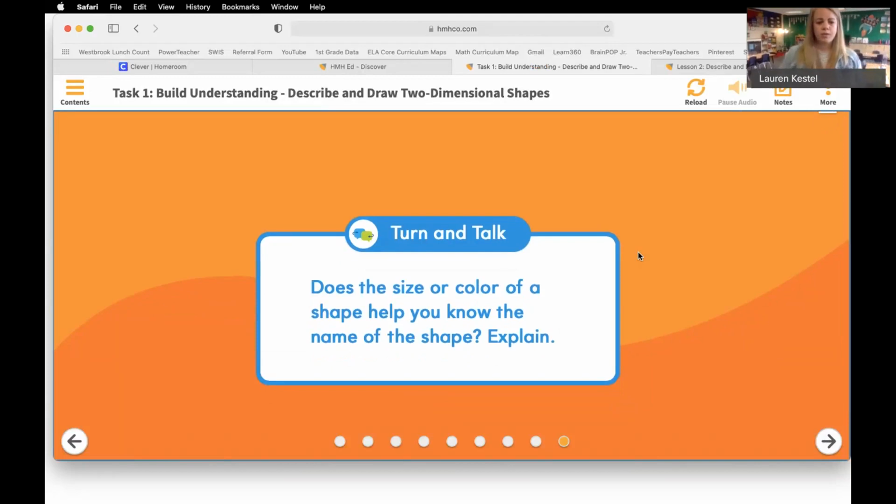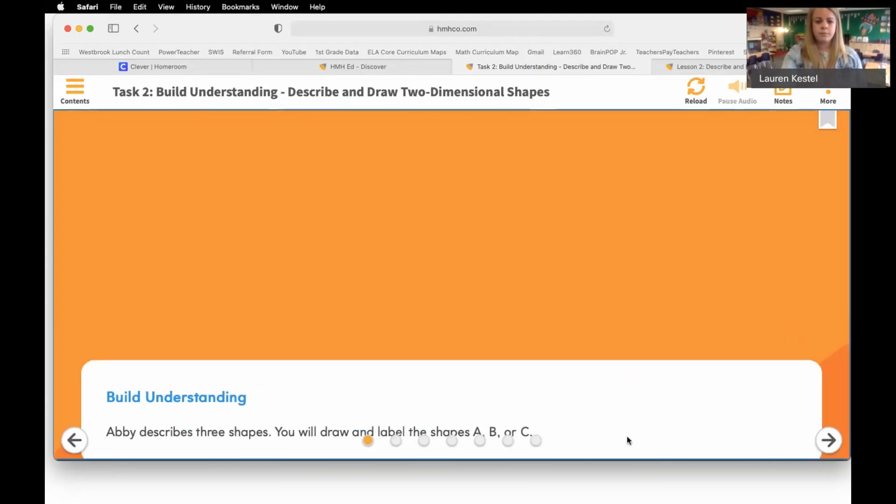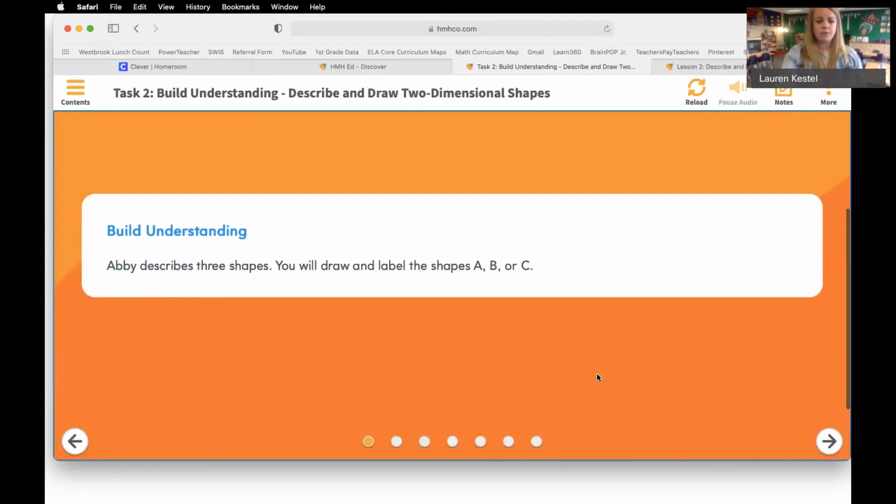Tell someone at home the size or color of a shape and how it helps you know the name of the shape. Abby describes 3 shapes. We're going to draw and label the shapes A, B, or C.